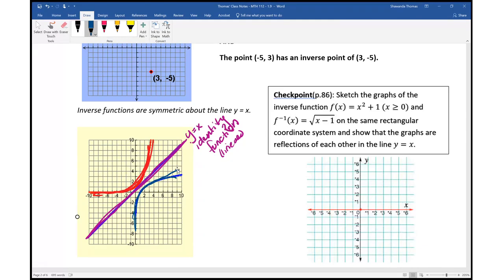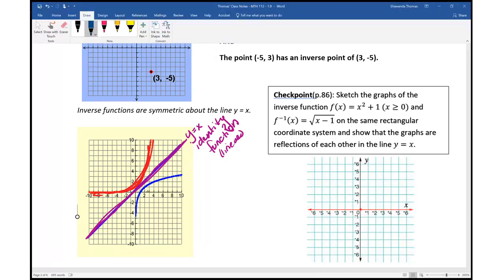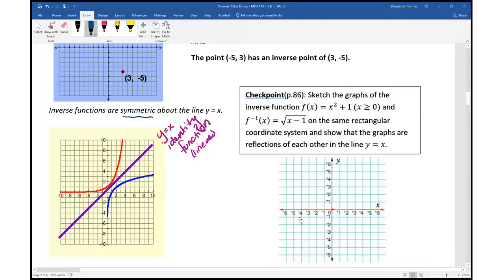Let's say there's a function in blue and there's a function in red. They are two different functions. But if you fold it across the line y equals x, they are symmetric. Therefore, that's one way you can tell graphically if two functions are inverses of each other. So let's practice graphing so you can see two functions that are inverses of each other.